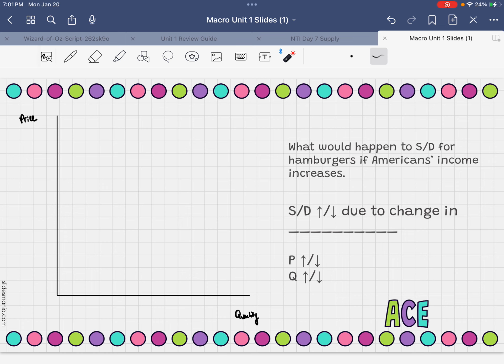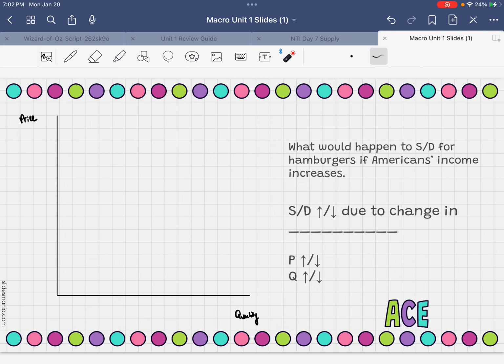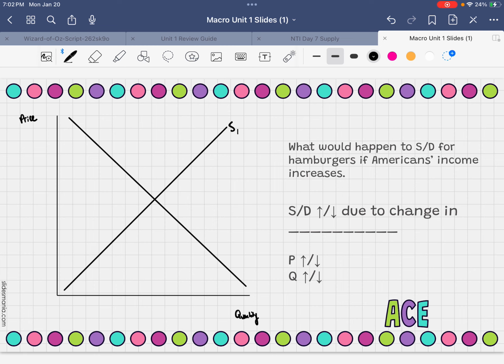So it asked me, what would happen to supply or demand for hamburgers if Americans' income increases? So I have to do a number of things. I need a supply and demand graph right here with no changes, just a regular supply and demand graph. So I've already got my price and quantity labeled. I'm going to do an upward sloping supply. This is all theoretical. We don't have numbers. Label it S1. I'm going to do a downward sloping demand. I'm going to call it D1.